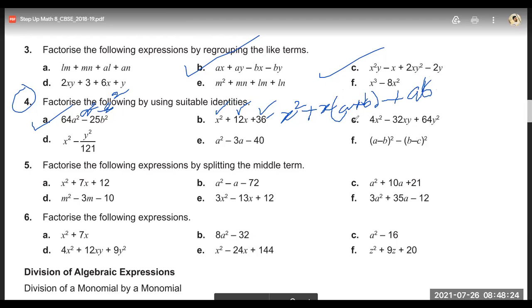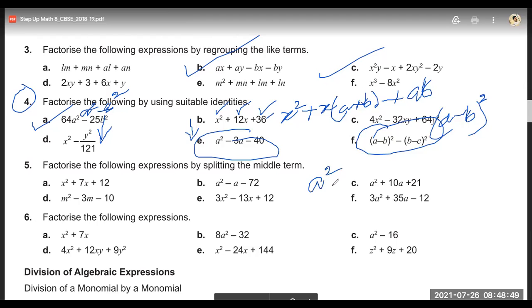For the fourth, C1, you can use the a minus b whole square identity. I'm giving you the clues. Then for the second, D1, use the same identity, a square minus b square. Then for E, use the identity which we have used in B. And for the last one, you actually need to expand it. A minus b whole square, write it as a square minus 2ab plus b square, then b minus c whole square means b square minus 2bc plus c square.